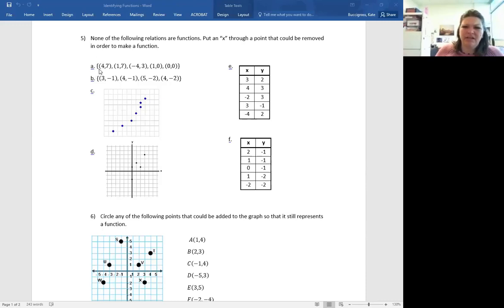First one, let's take a look. I look at A. They're telling me A is not a function. Do you see the reason why it's not a function? It repeats 1. Exactly. And so I don't care which one of those you cross off. It doesn't matter. You could cross off the first one.